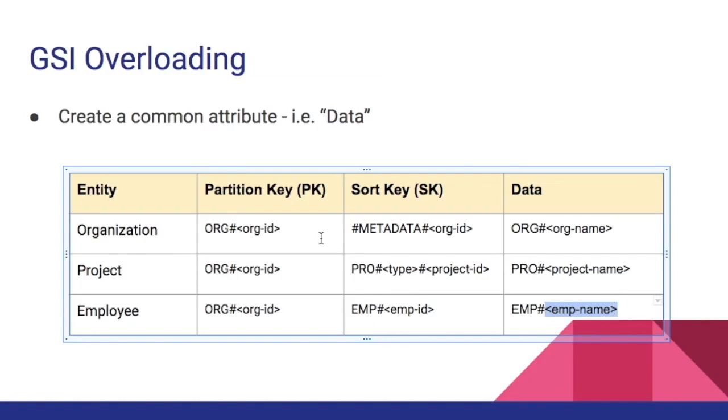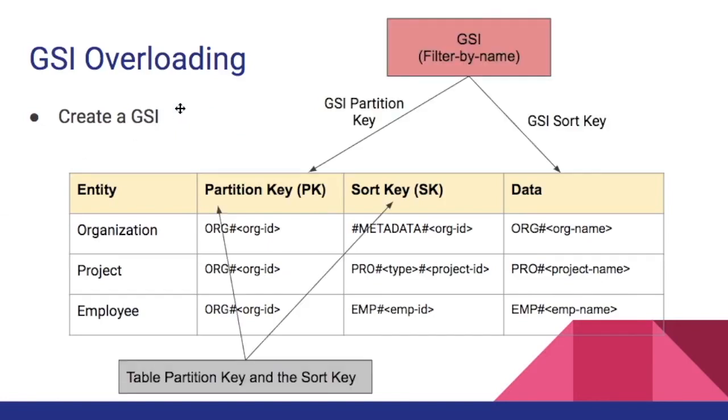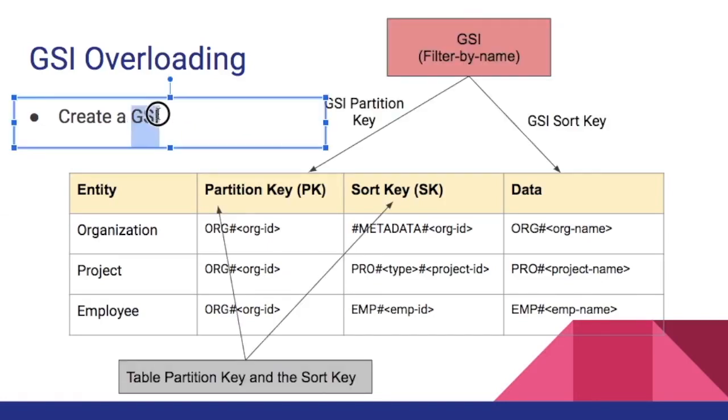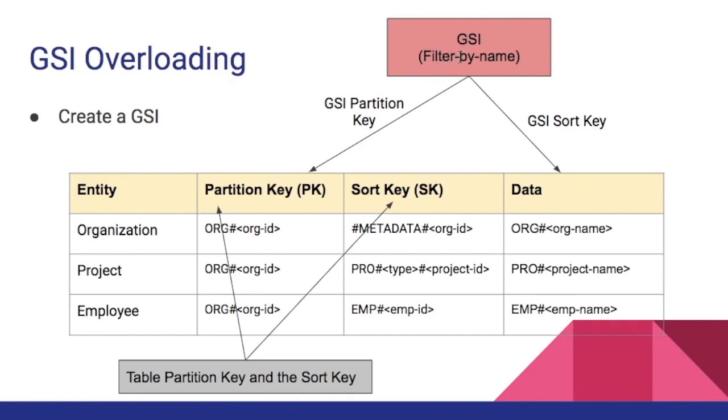So when we are inserting records into this table, let's say we are going to insert a new organization, for the data attribute we will simply add ORG#, then whatever the organization name. Similarly, we do it for projects and employee records as well. Once we have data like that, we can simply create a new GSI. The GSI name, for example, is filter by name. For this GSI, we can define the partition key as the partition key of the table itself. So it can be the same. But the sort key, we will point to the new data attribute.